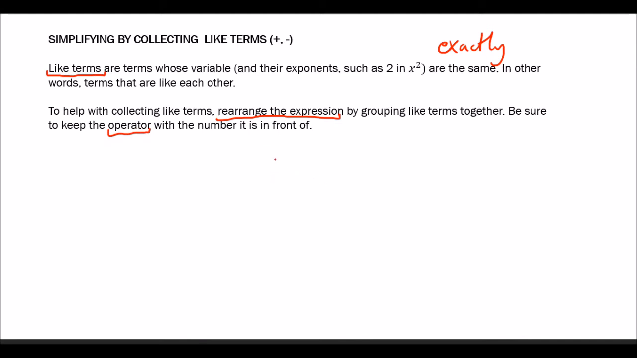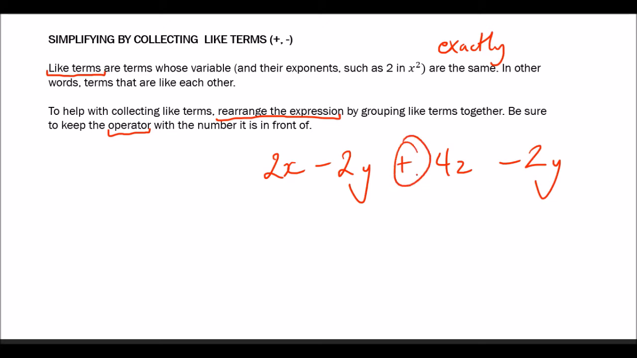So let's say you have, again, 2x minus 2y plus 4z take away 2y. The operator for 2x is plus because there's nothing in front of it. The operator for 2y is minus because there's a minus in front of it. The operator for 4z is plus, and same with the last 2y, there's a minus there. So you want to make sure you group the term together with the operator.